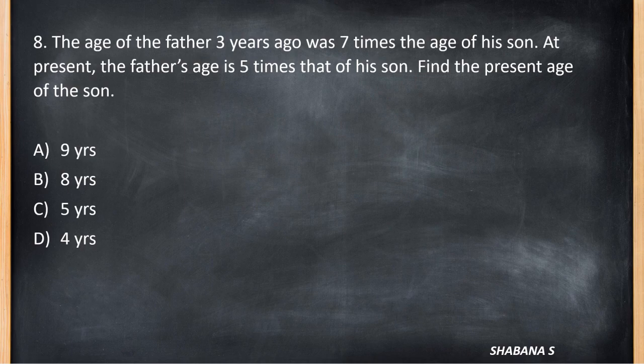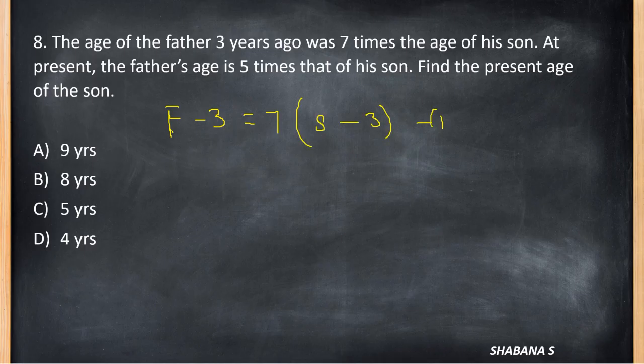So the next question is here. The age of the father 3 years ago was 7 times the age of his son. So if we take the father's age as F, the father's age 3 years ago is F minus 3, which was 7 times the age of his son. The age of his son 3 years ago is S minus 3.